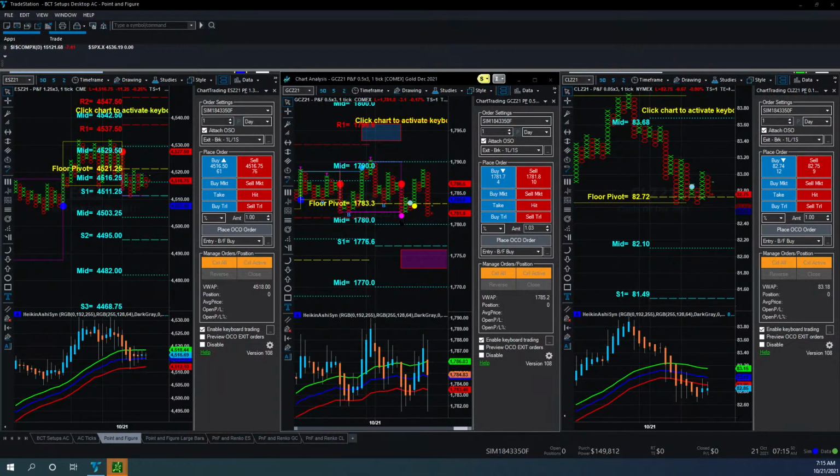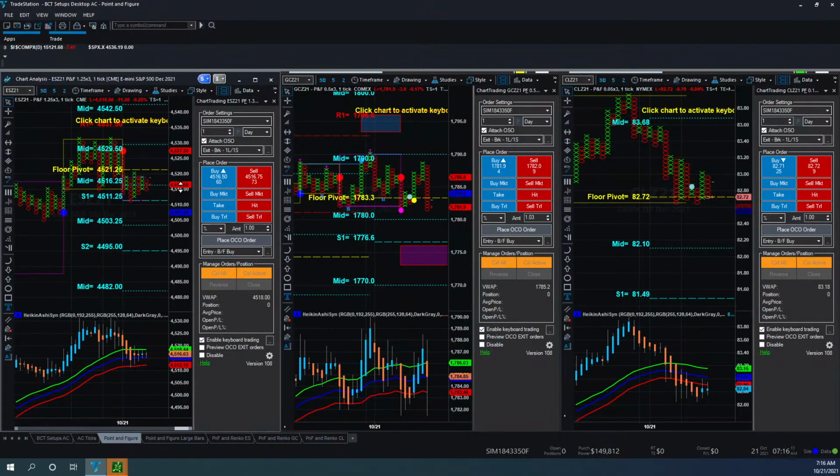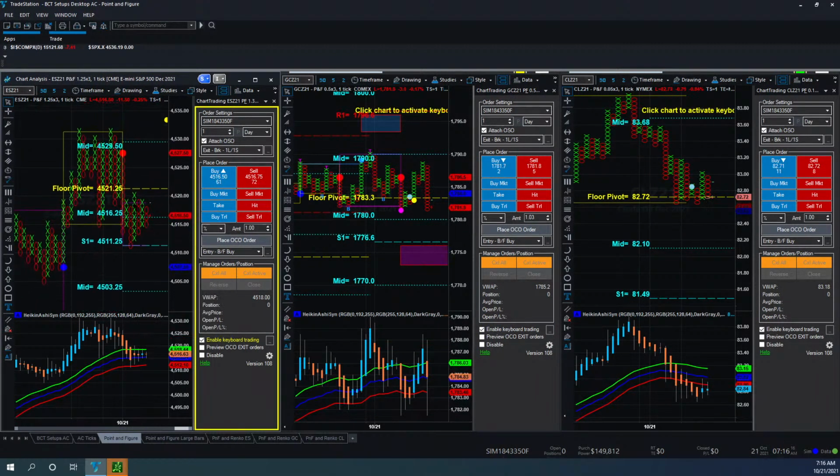Let's see the point and figure. So we do have horizontal movement here in the ES, right in between the floor pivot 45.21 and the support at 45.11. So we'll see where it's gonna break. But yeah, it's forming a kind of a triangle formation here. So it's coming down and then going up, probably waiting for the news.